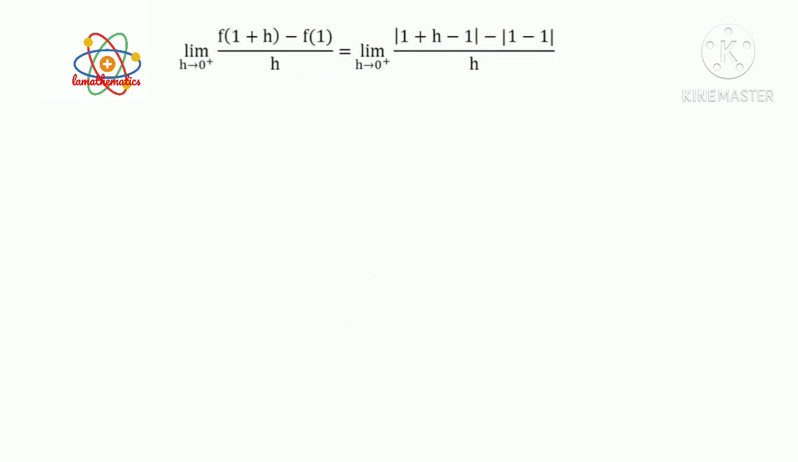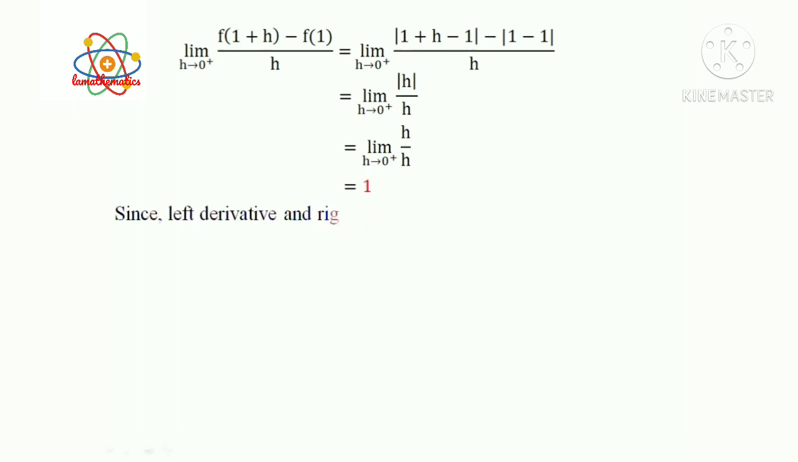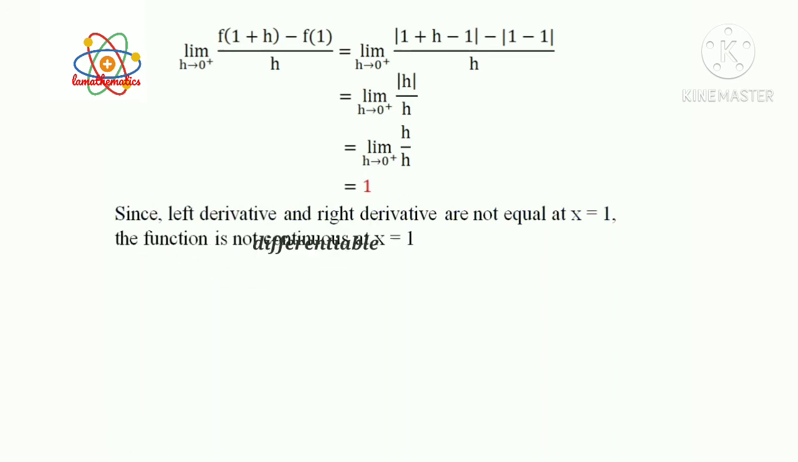Limit h tends to 0 plus [f(1+h) - f(1)]/h equal to limit h tends to 0 plus [mod(1+h-1) - mod(1-1)]/h equal to limit h tends to 0 plus mod h/h equal to limit h tends to 0 plus h/h equal to 1. That is, right derivative at x equal to 1 is 1. Left derivative and right derivative are not equal at x equal to 1. Therefore, the function is not differentiable at x equal to 1.